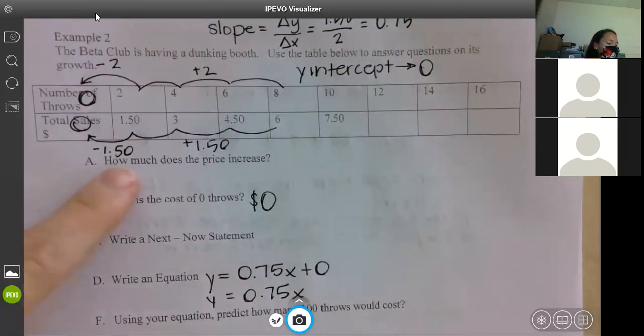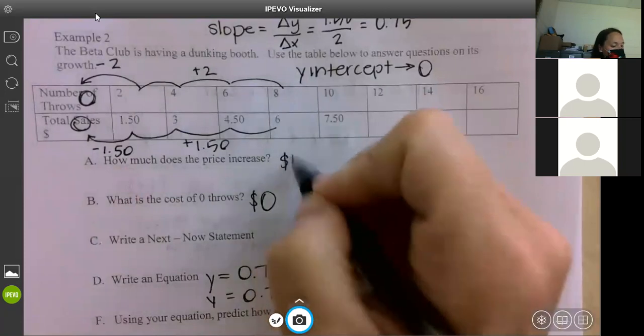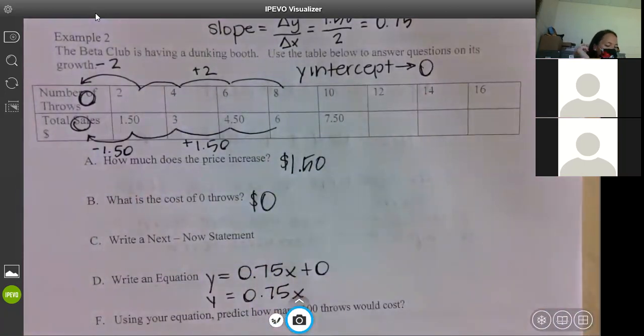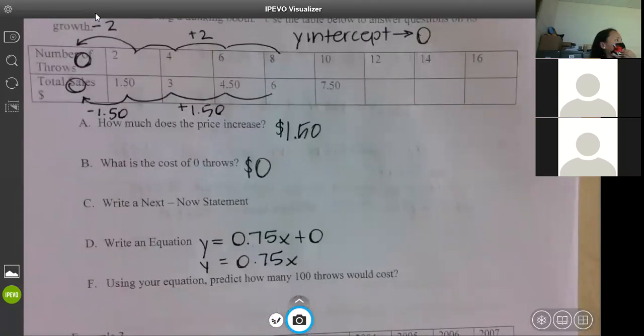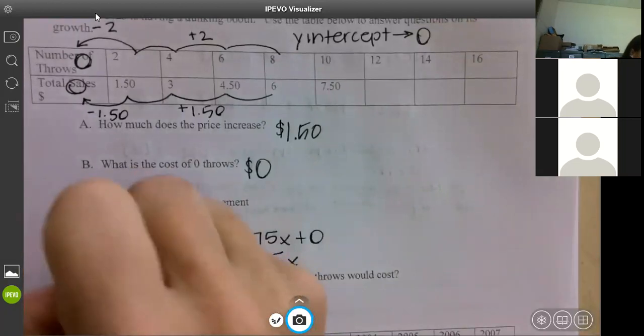How much does the price increase each time? $1.50. That's why I said if you make the equation, it makes it a little bit easier to answer all the rest of the questions. All right, so write your next now. Here's the new stuff. You ready? You're always going to start with next equals now.